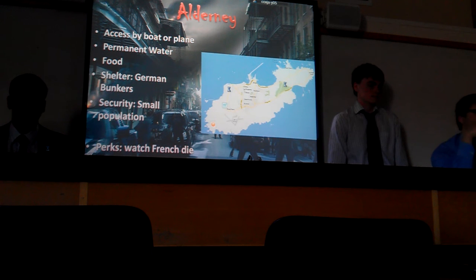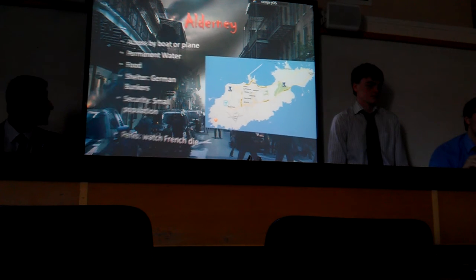An example is Fort Longis, which was originally a Roman fort, but was then secured by the Germans. So that'd be a good place to go. And the perks, it's only 8 miles away from the French coast, so you could sail up to France and watch some French people get eaten by zombies.